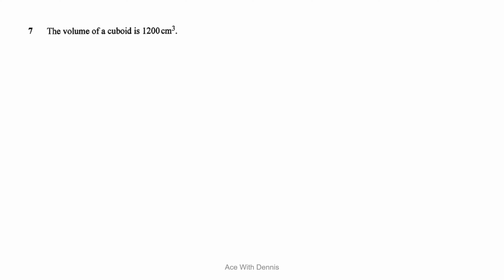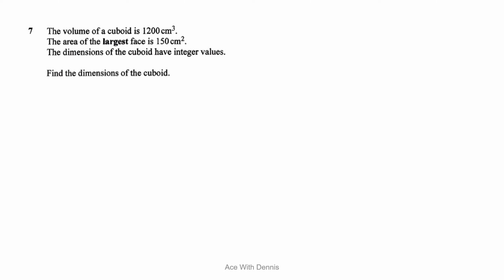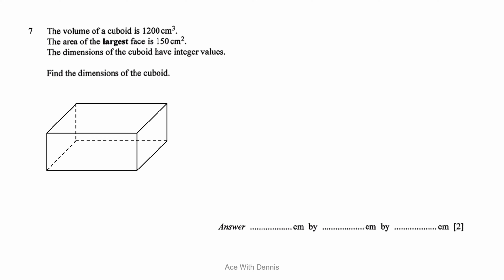Question 7. The volume of a cuboid is 1,200 centimeters cubed. The area of the largest face is 150 cm square. The dimensions of the cuboid have integer values. Find the dimensions of the cuboid. 2 marks. Now let's sketch a cuboid and label the information given. So the volume of this cuboid is 1,200 centimeters cubed.